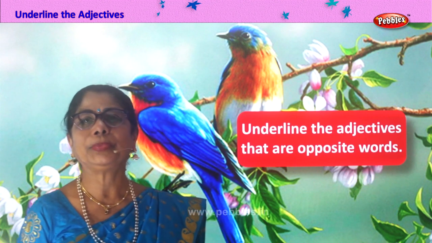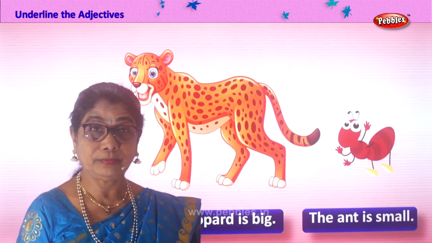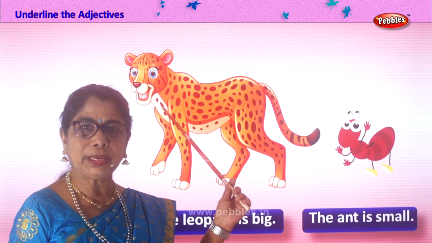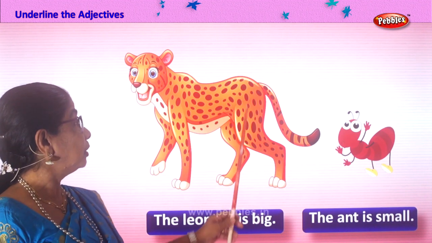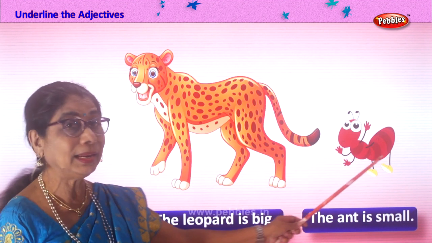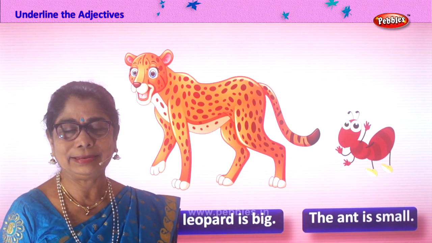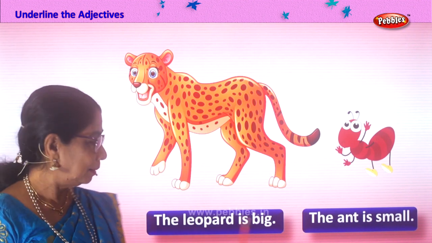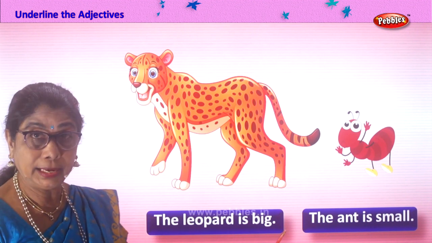Look at the picture. Let's go on to our first picture. Underline the adjectives. Okay? Look. Here you have a beautiful picture. What do you see here? You have a leopard. Look, from the spots you know this is a leopard. And you have a tiny little insect here. Let's read the sentence and identify the adjective. First sentence. The leopard is big.